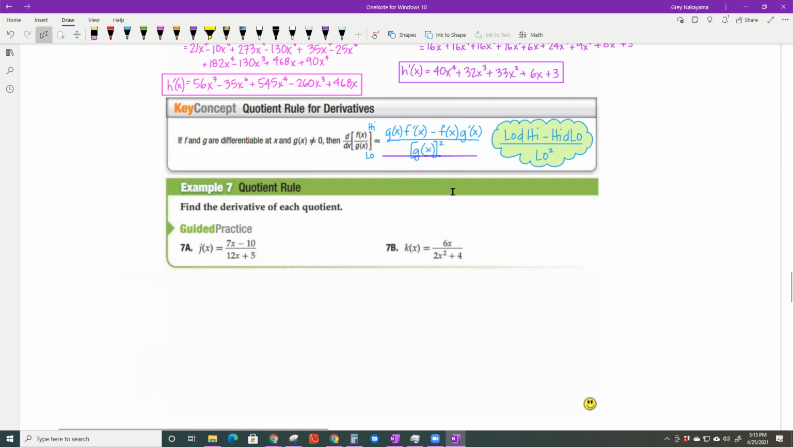Okay. Now, I would sometimes get in trouble and mix these two things up. Is it high d low minus low d high, or is it low d high minus high d low? Well, they both start with low. So if you remember, low squared's on the bottom, low d high. So this means the bottom times the derivative of the top minus the top times the derivative of the bottom. That's just an easier way to say it, y'all. Okay? So look at these last two problems.